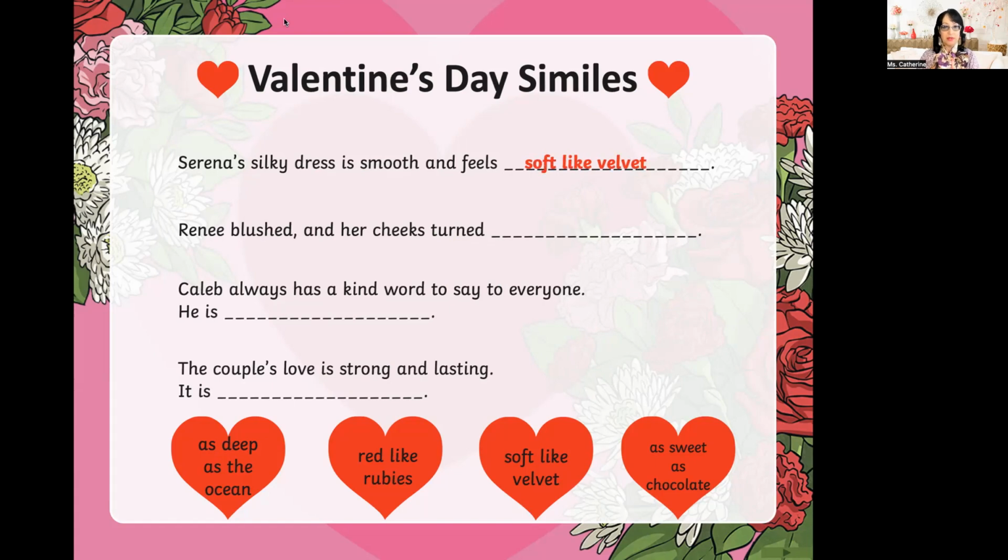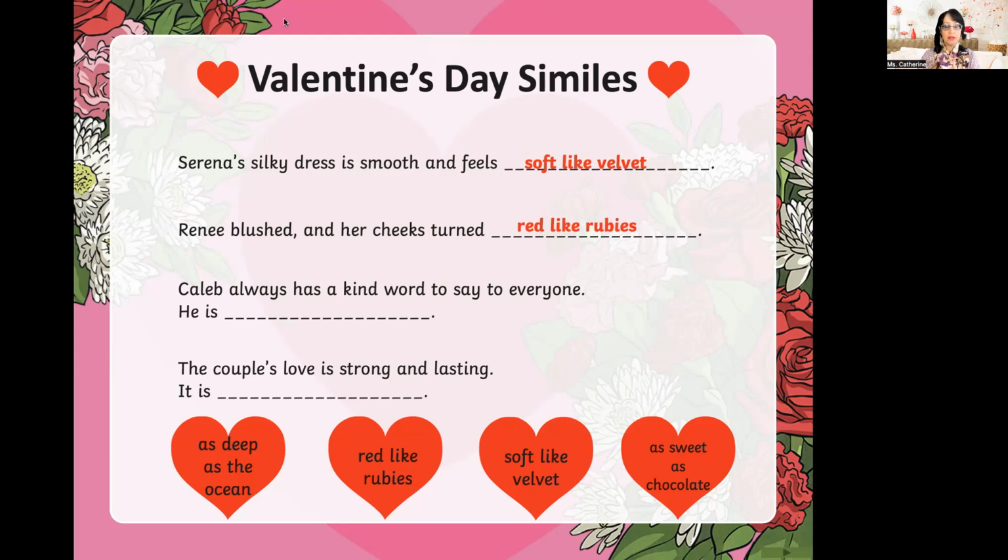Good job. Now, why is soft like velvet a simile? That's right, because we're using the word like. Let's do the second one. Renee blushed and her cheeks turned blank. Let's repeat. Repeat after me. Renee blushed and her cheeks turned, which is the simile. Red like rubies. Good job.